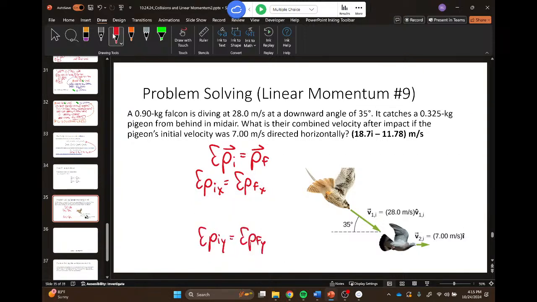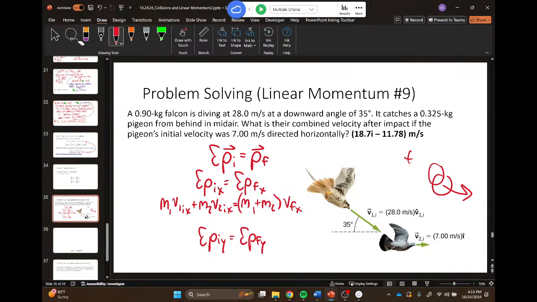Okay, so real quick, let's just build this and then we'll call it good. So it's going to be real straightforward, y'all. M1 V1 initial X plus M2 V2 initial X equals M1 plus M2 V final X. You have your initial condition here. The final condition is they're stuck together and they're going to move. All right, great. That's the X.